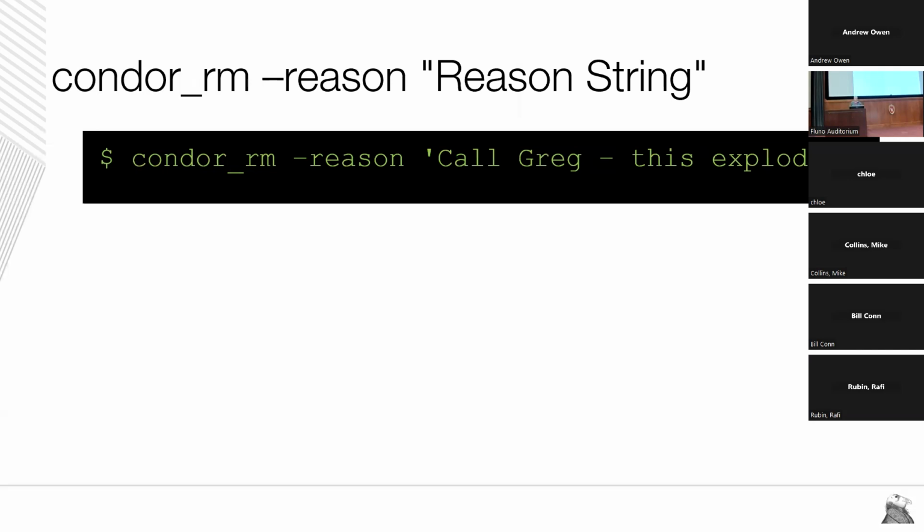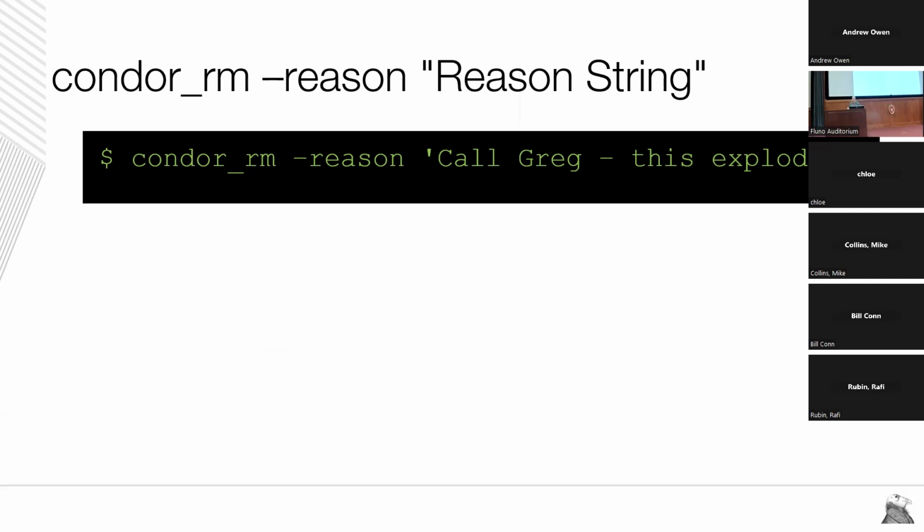One option to condor_rm that I think isn't used often enough, that should probably always be used, is the reason option. How many here have removed someone else's jobs? Intentionally.